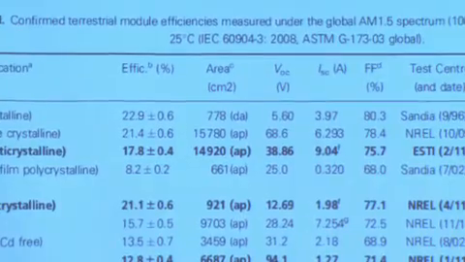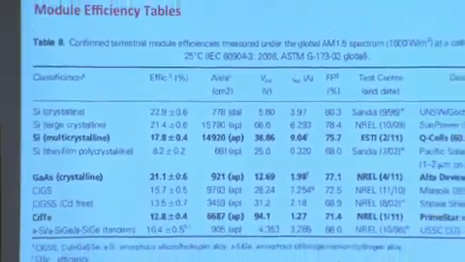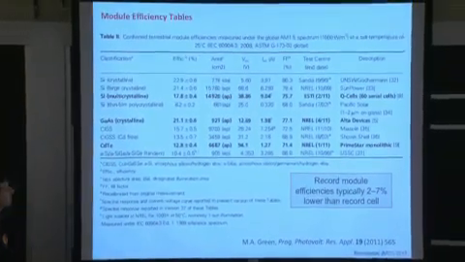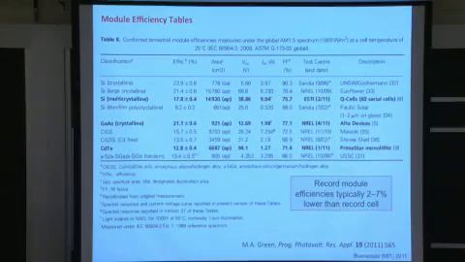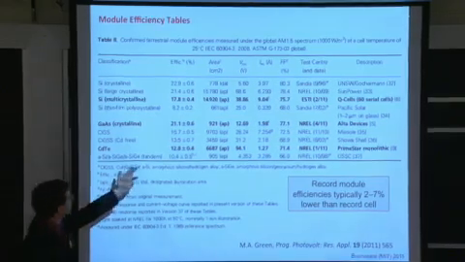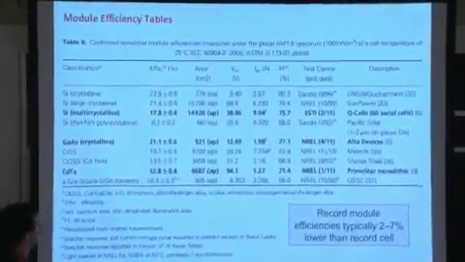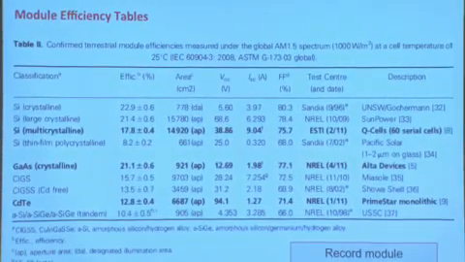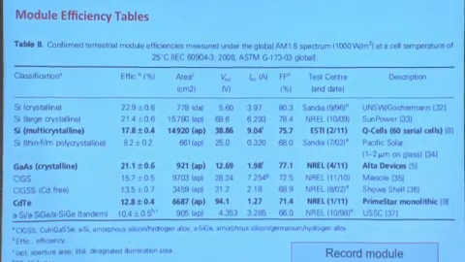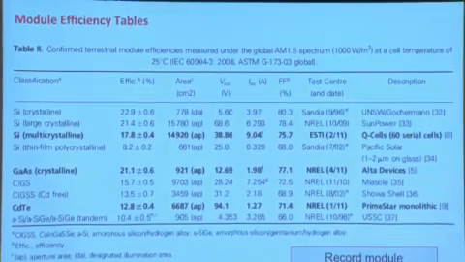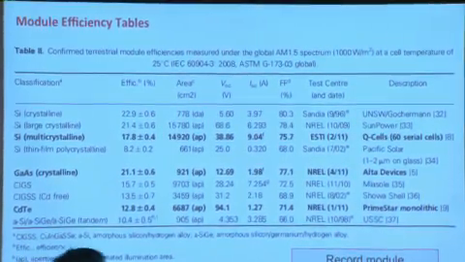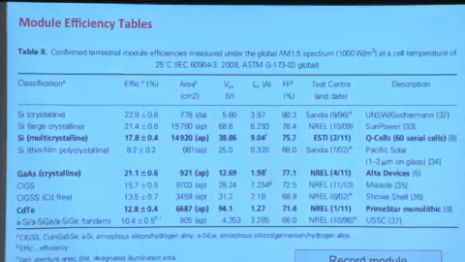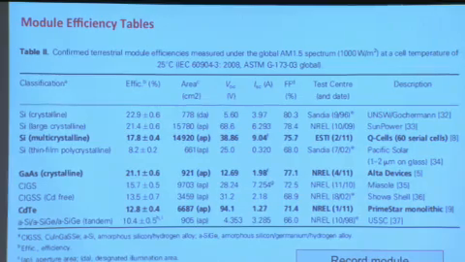We'll march on to the module efficiency tables right here. So now the gallium arsenide module efficiency record is 21%, or 21.1%. Crystalline silicon has dropped from 25 to 23, and so forth. And this is fairly typical, that record module efficiencies are on the order of 2 to 7% lower than record efficiency cells. Can anybody guess why that might be?